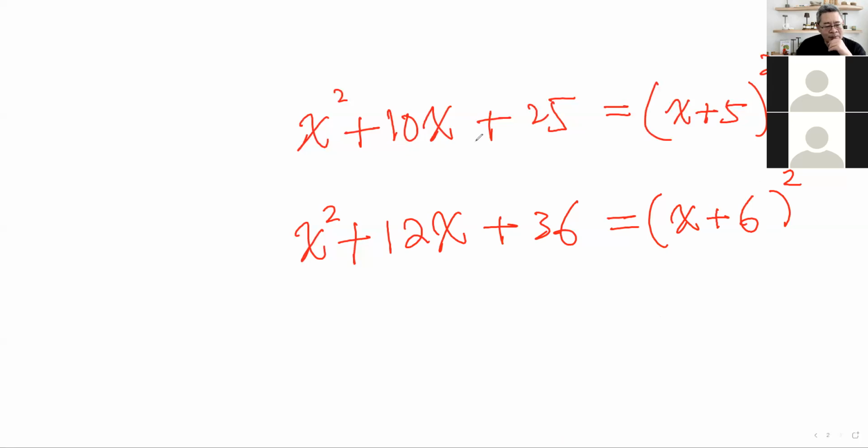Okay, so this is actually when we're dealing with positive numbers. What happens here? x squared minus 4x plus 4.